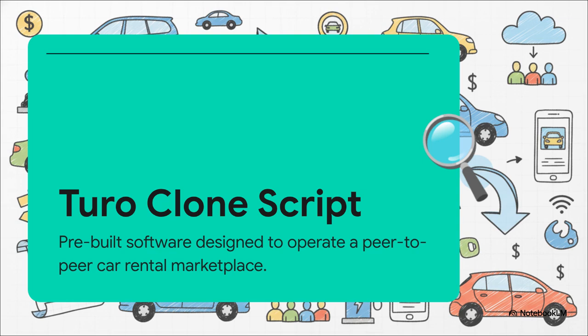So at its core, a Turo clone script is basically pre-built, ready-to-go software. The best way to think about it is like getting the entire framework for a house already built. All the essential stuff is there. A system for car owners to list their vehicles, for renters to book them, and of course for you, the administrator, to manage the whole shebang.